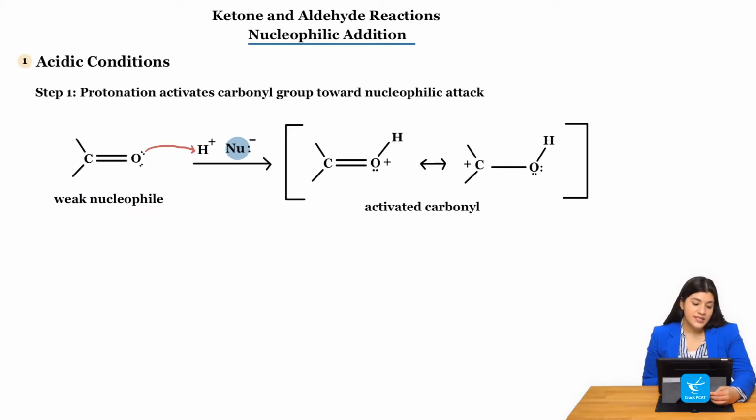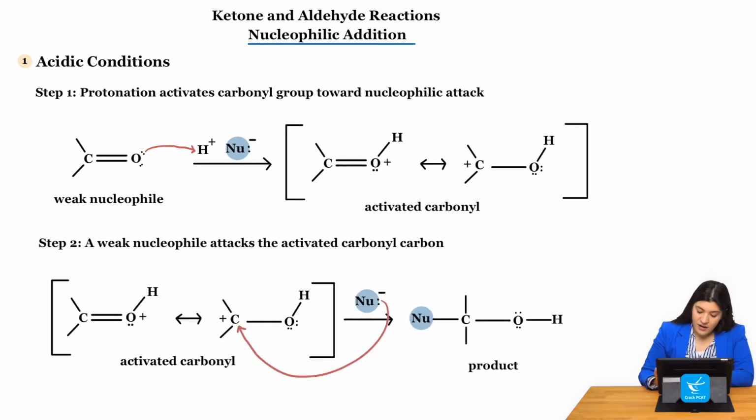Let's start off with just acidic conditions for nucleophilic addition. So the first step is to protonate. What we have to do here is we have our weak nucleophile, so that's going to be this oxygen. Looking at the electrons, that's going to remove a proton from our acid, and at this step, we're going to get an activated carbonyl compound. After that, step 2, our weak nucleophile is then going to attack the activated carbonyl carbon. So that's going to attack here, and then we get our final product.